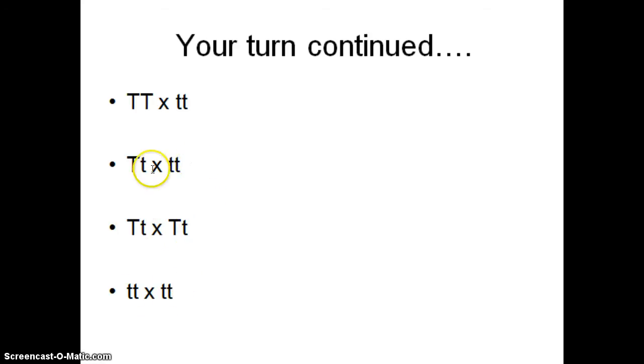Okay, now you can check your work. This would be a heterozygous crossed with a homozygous recessive. The next one, heterozygous crossed with a heterozygous. And the last one would be homozygous recessive crossed with a homozygous recessive.